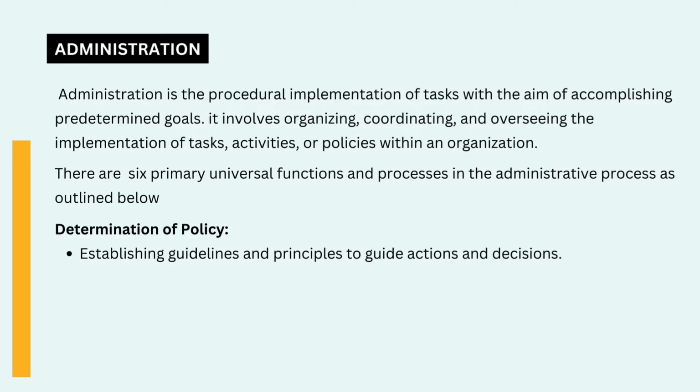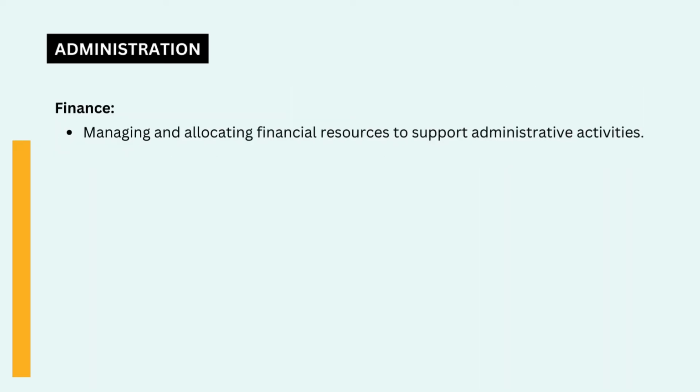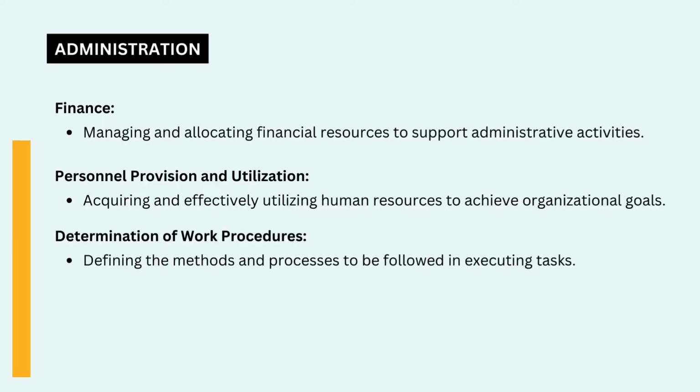1. Determination of policy. This involves establishing guidelines and principles to guide actions and decisions. 2. Organizing. Involves structuring and arranging resources, tasks, and responsibilities to optimize efficiency. 3. Finance. It entails managing and allocating financial resources to support administrative activities. 4. Personnel provision and utilization. Involves acquiring and effectively utilizing human resources to achieve organizational goals.